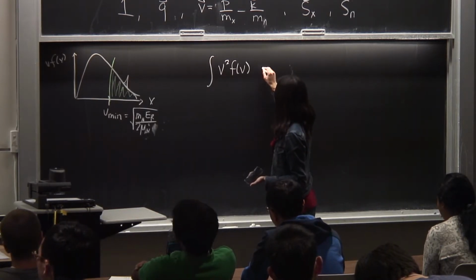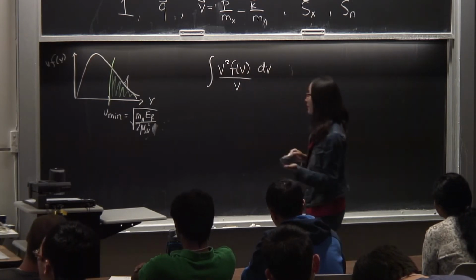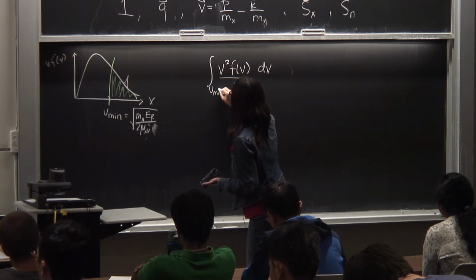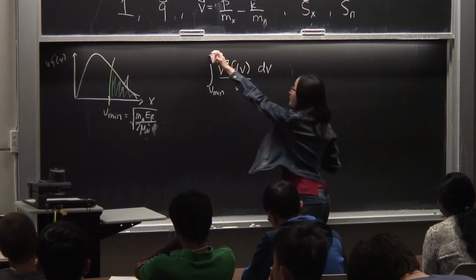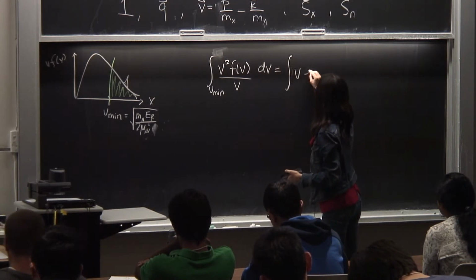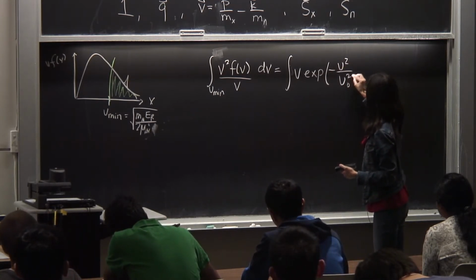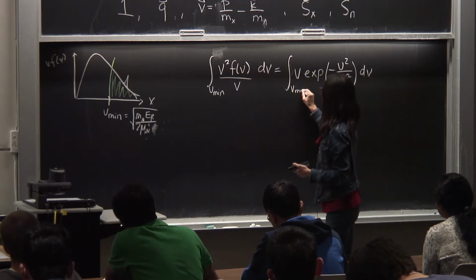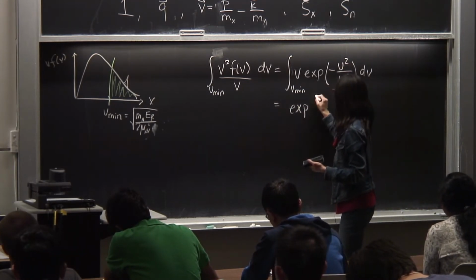Then I can just take the isotropic limit and replace this integral with v squared f of v, something like v escape. The behavior on the tails will be something like this. This is an integral we can do on the board. It just becomes an exponential.